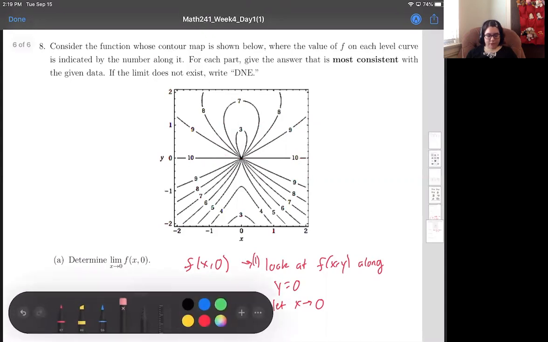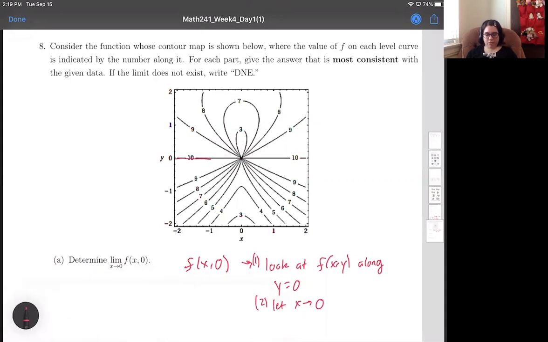So I've got the line y is equal to 0, and I want to consider how the function behaves along that line as I let x go to 0. So what the 10 is telling me is that f of, say, -2, 0 is equal to 10. F of -1, 0 is equal to 10. F of 0, 0 is equal to 10. F of 1, 0 is equal to 10. F of 2, 0 is equal to 10. Each and every time I'm getting a 10.